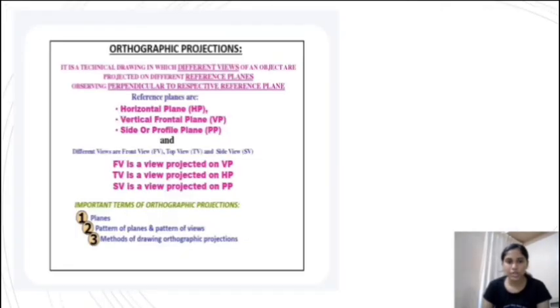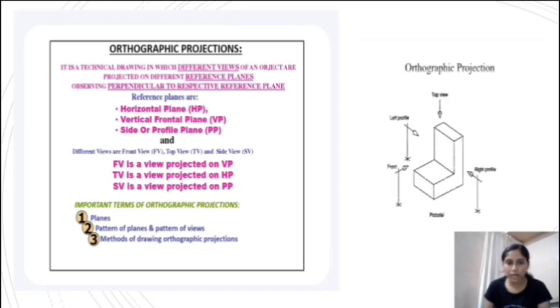Orthographic projections: it is technical drawing in which different views of an object are projected on different reference planes, observing perpendicular to the respective reference planes. The reference planes are horizontal plane, vertical plane, and side or profile plane. There are two types: right profile plane and left profile plane. And different views are top view, front view and side view.